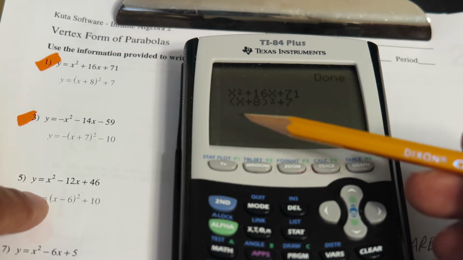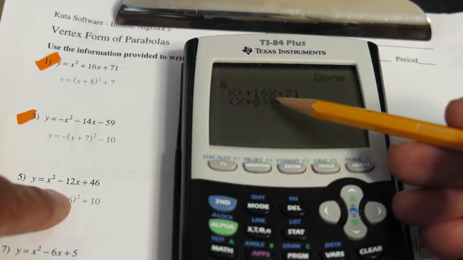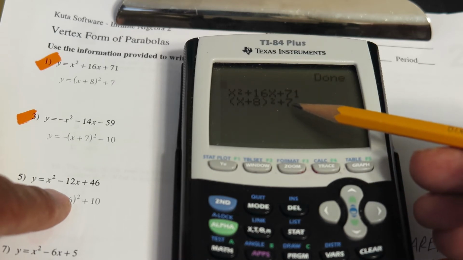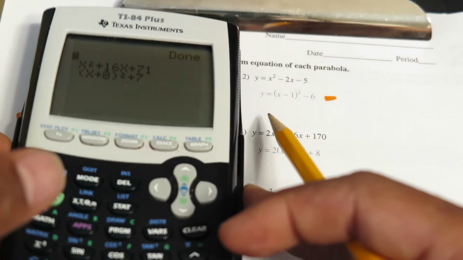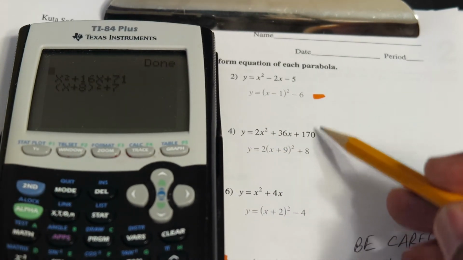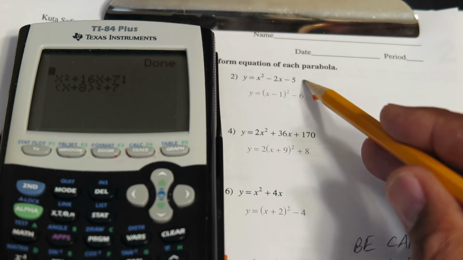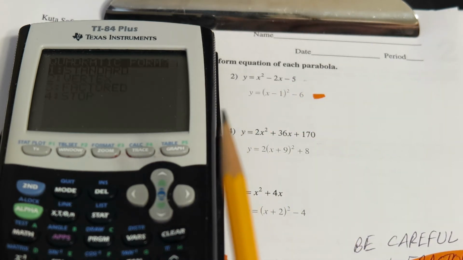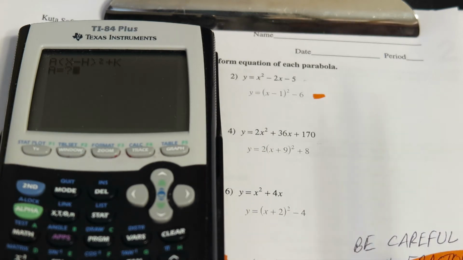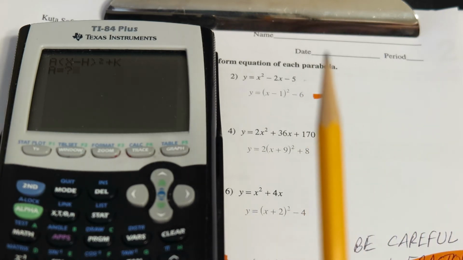The vertex form has an x coordinate of a negative 8 and the y coordinate of 7. So the vertex is a negative 8, 7. All right, so now let me show you the other way. So we're going to go from the vertex form to the standard form. So press enter. So we're going to choose option 2 here. We're going to put in the a, which is 1.